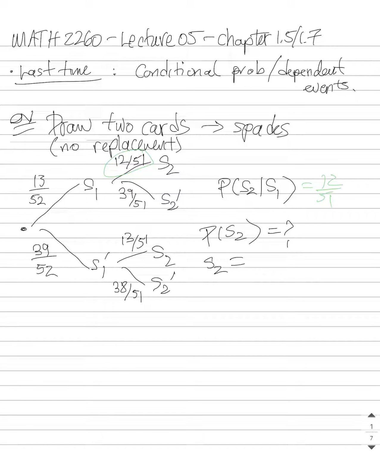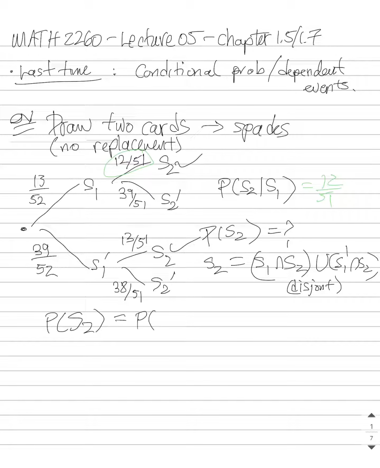So the event getting spade on 2, there are two outcomes by which you can get there. Spade on 1 and spade on 2, versus no spade on 1 and spade on 2. Now, these are disjoint events. You can't get a spade and not get a spade on the first card. So by the probability axioms, you can simply add these two probabilities.